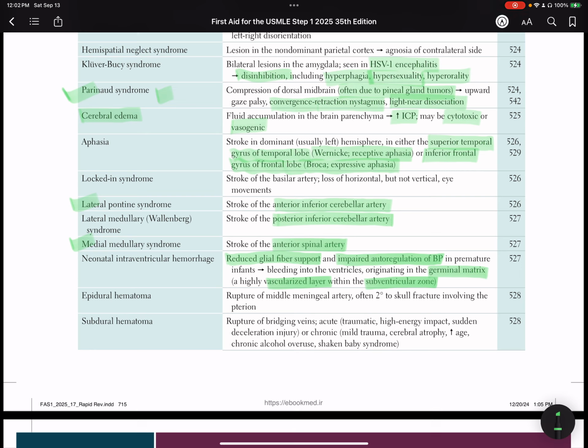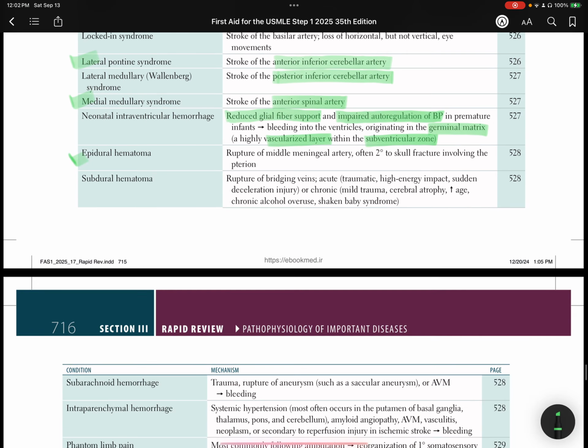Neonatal intraventricular hemorrhage is caused by reduced glial fiber support and impaired autoregulation of blood pressure in premature infants, leading to bleeding into the ventricles, originating in the germinal matrix, a highly vascularized layer within the subventricular zone. What causes epidural hematoma? Epidural hematoma is rupture of the middle meningeal artery secondary to skull fracture involving the pterion.